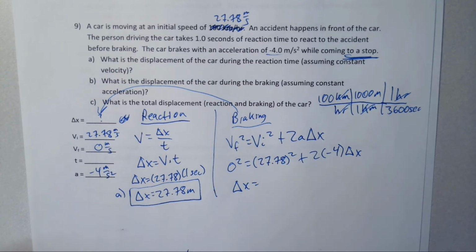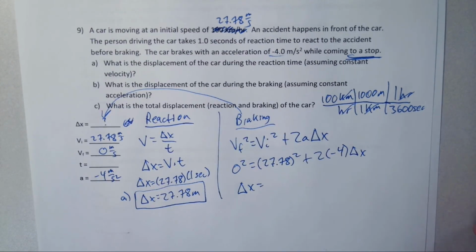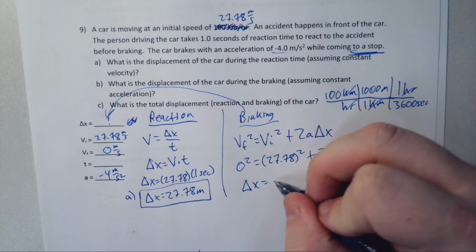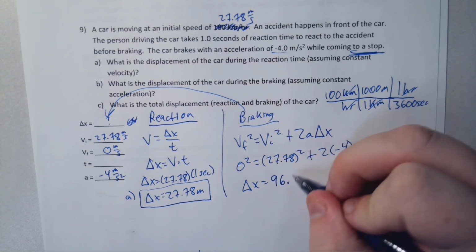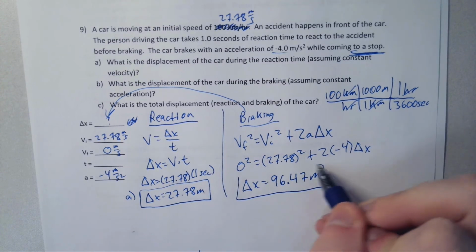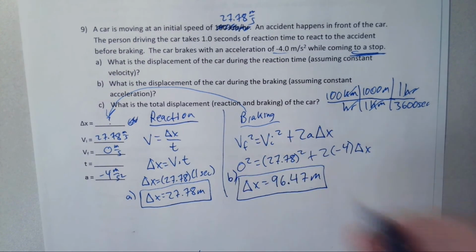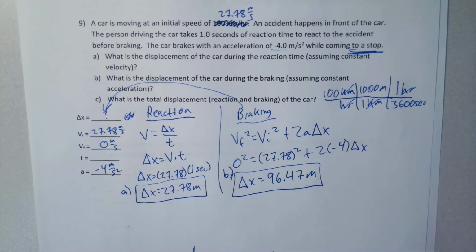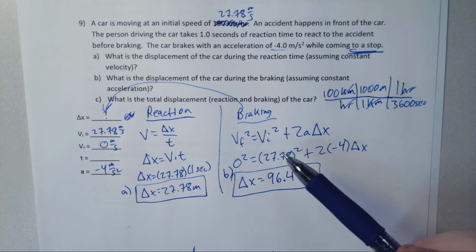So 27.78 squared divided by 2, divided by 4, 96.47 meters. So that's how far you traveled just in the braking. Questions? Anybody have squinting eyes, understanding where that number came from?